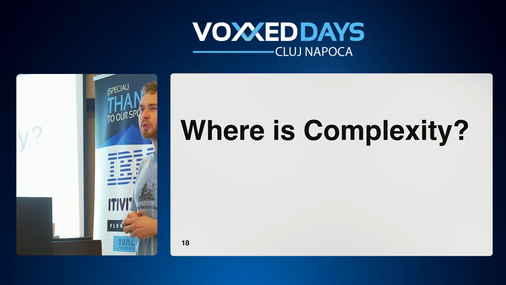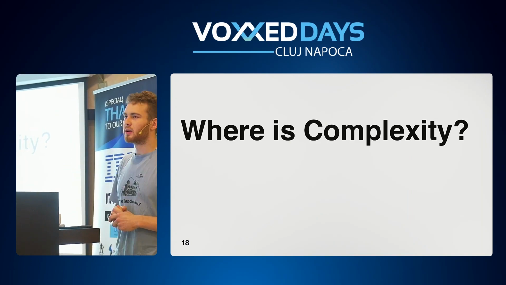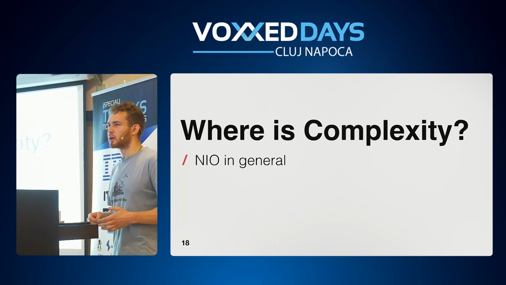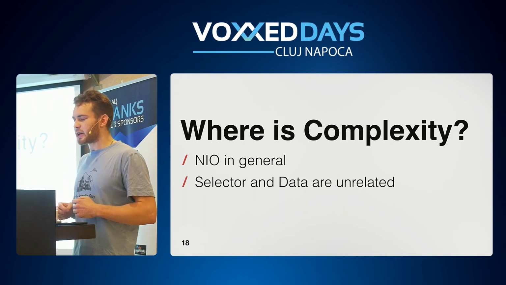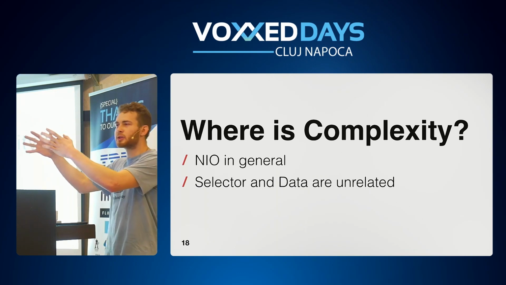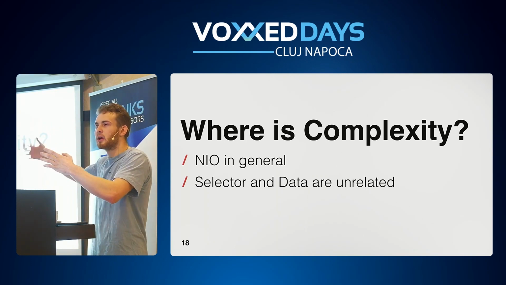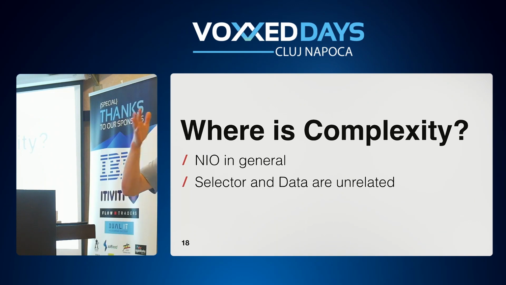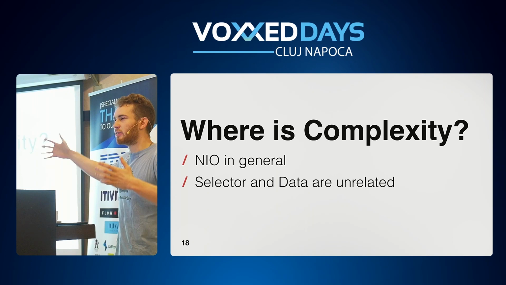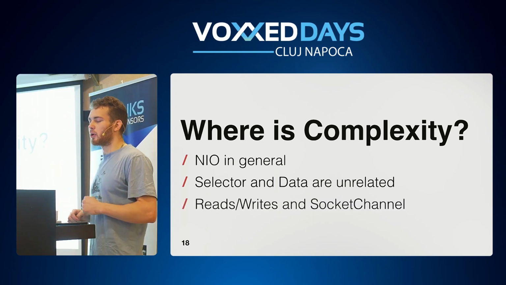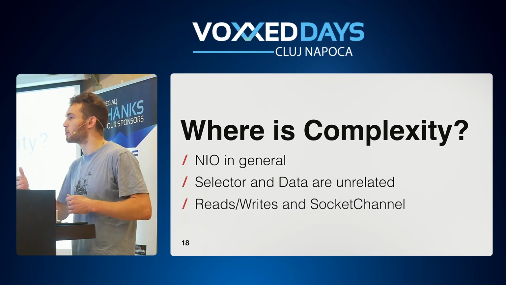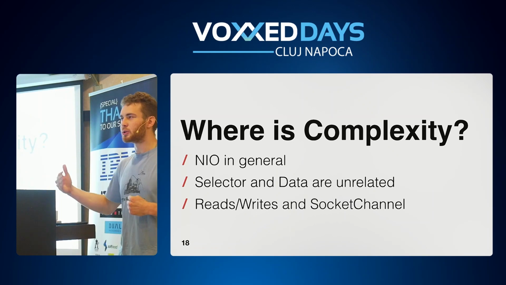So the main question, where is the complexity? I guess it's everywhere, because NIO in general is really complex. It's not easy. The second part, the selector and data, is separated. So you have seen that selector is another part which just notifies us about availability of the data, and data is in the socket channel. So we don't have a clear flow of events or something like that. Another part is reads and writes to the socket. It's a complex part as well, so we have to know how to write and read data with the asynchronous and non-blocking approach.